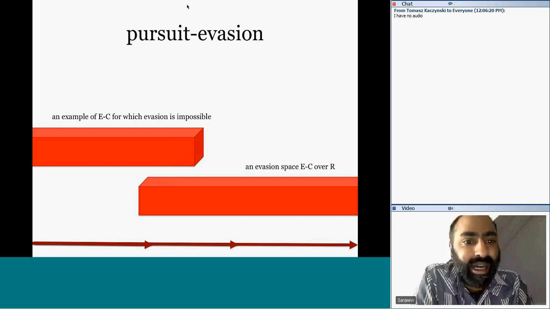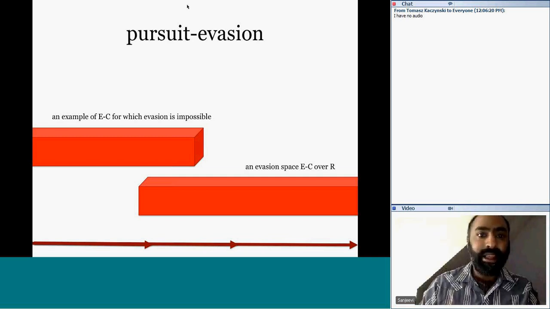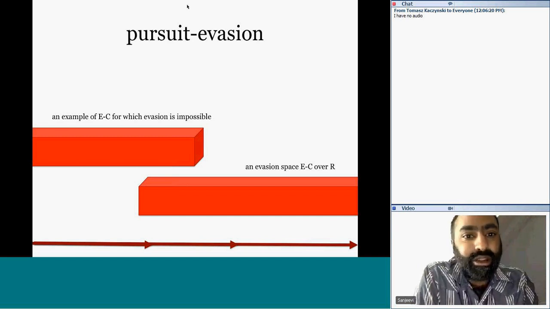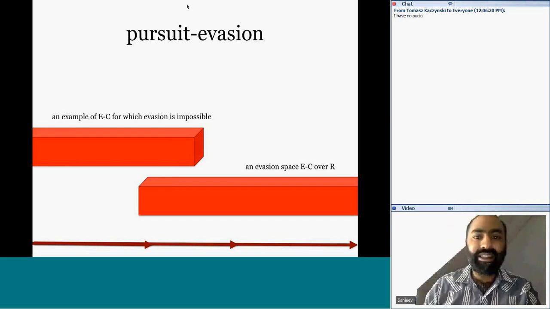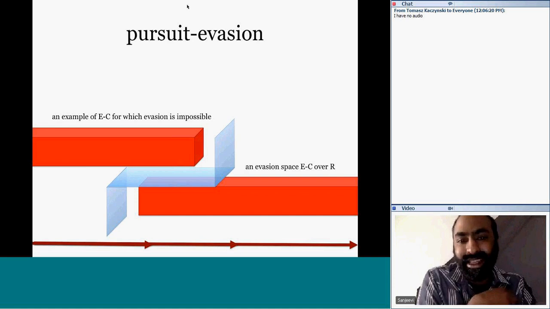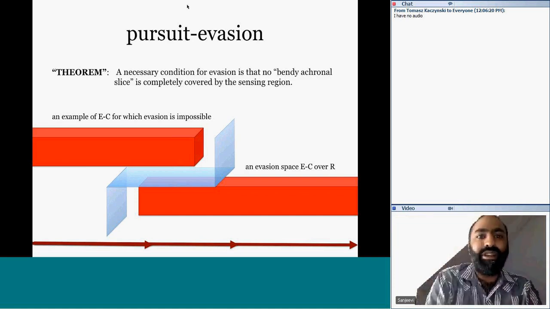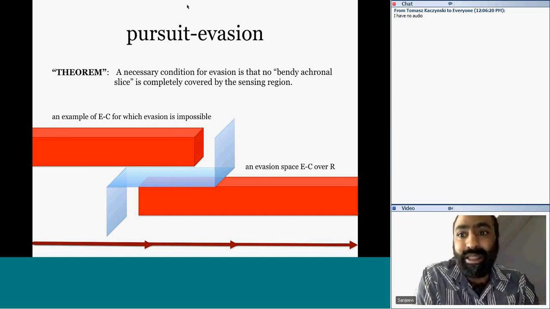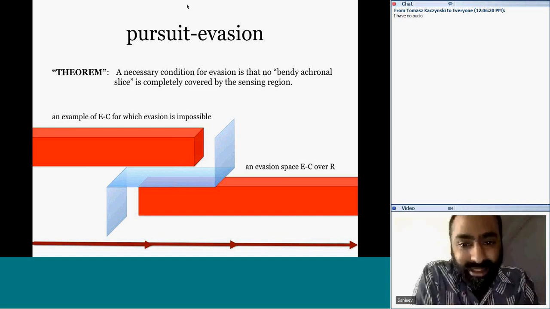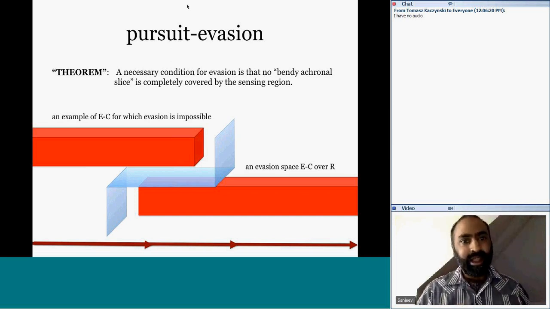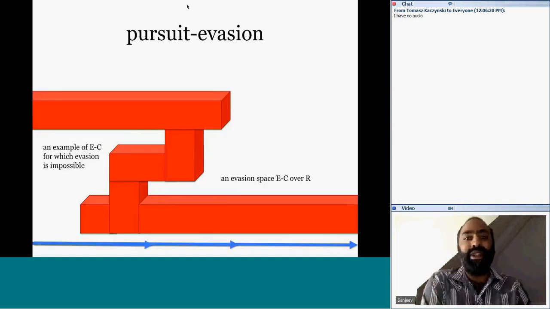Now, to perturb that example just a bit, here's another example where evasion is impossible. So here again is my evasion space. There's some gap in coverage at every time, it's just that those gaps in coverage are not continuously related to one another. So I don't get a section. Still not really fatal, because I can generalize my notion of an achronal slice. I get these kind of bendy achronal slices. And the notion of Ghrist is that, hey, we still get a necessary condition for evasion. It's just that none of these bendy achronal slices are completely covered by sensors. In general it gives us a little bit of a stronger condition for evasion, but good enough, as shown by the following example.